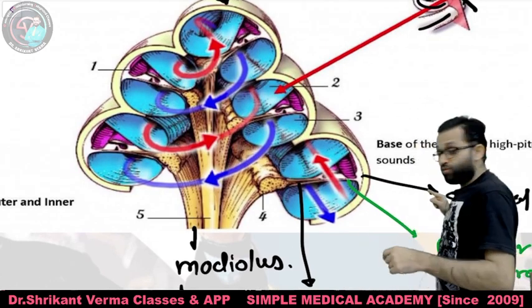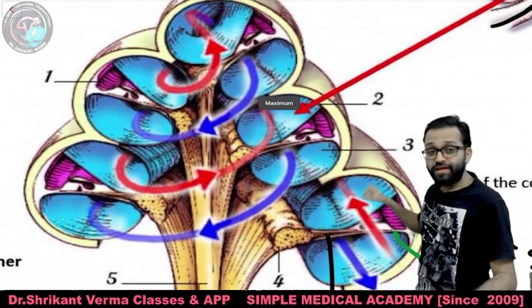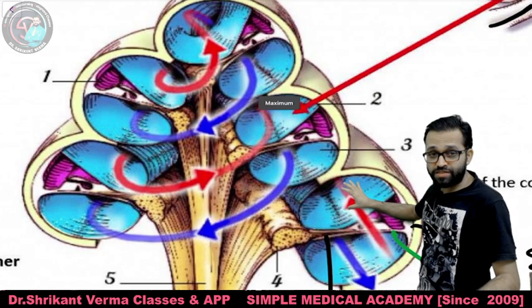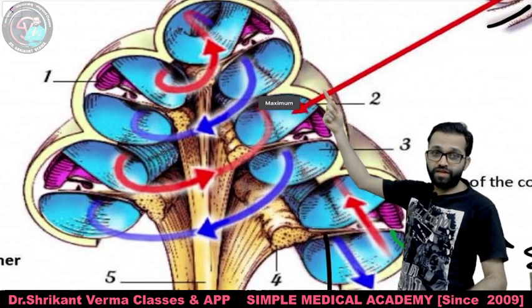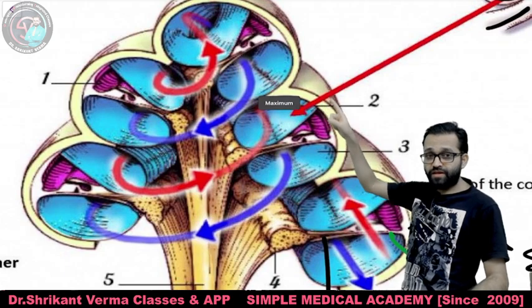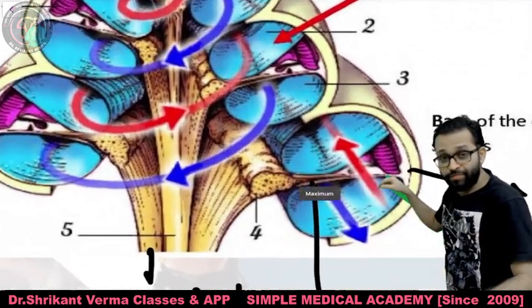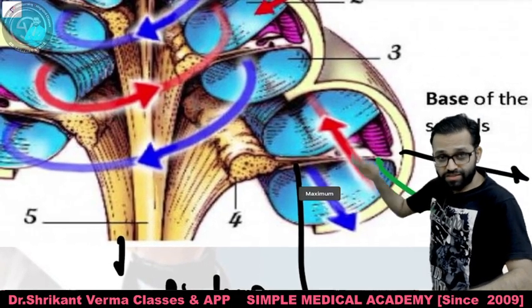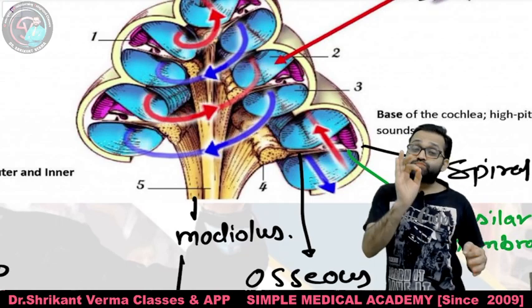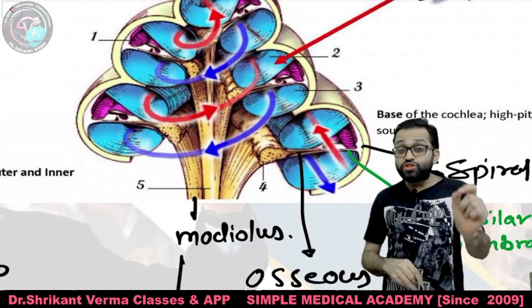Now the sound is coming from here and reaching the scala vestibuli, then it is doing the vibration. This impulse is making turns around the modiolus and reaching the helicotrema, and then there is also vibration of the scala media and our basilar membrane. So the basilar membrane is vibrating. There is a generation of the traveling wave and there is a concept of the resonance point.